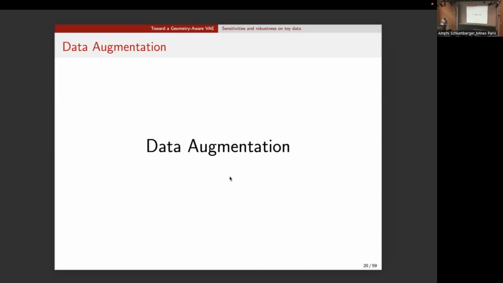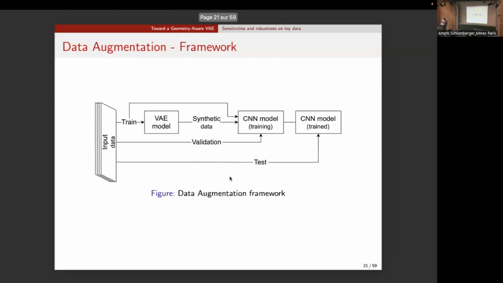Right. So we use that for data augmentation. As I said, we like data. So we want to know if in this high dimensional low sample size setting, we can augment the data in a relevant way. So how did we do? We had our input data. Part of it was used for training our variational autoencoder and the metric. Produce artificial data.